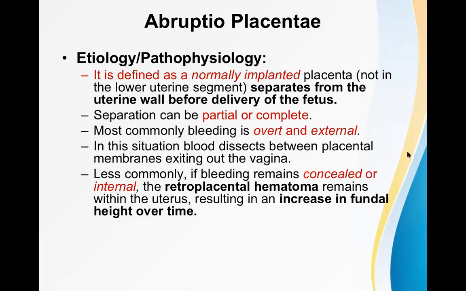What is abruptio placentae? Let's revise once again. This is normally implanted placenta which is separating way before its normal time. Placenta should separate only after the delivery of the baby. But in this condition, the baby is still there inside the uterine cavity, but placenta is prematurely separating, and that placenta is normally implanted. That means it is not present in lower uterine segment. It should be present in upper uterine segment. So this is called abruptio placentae.